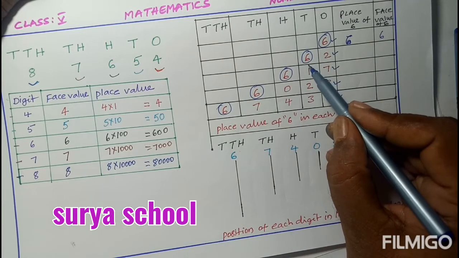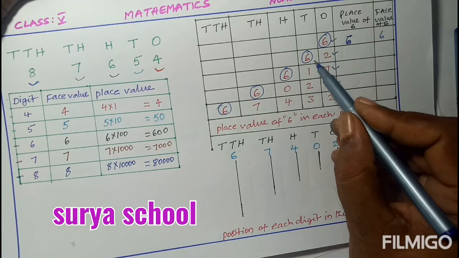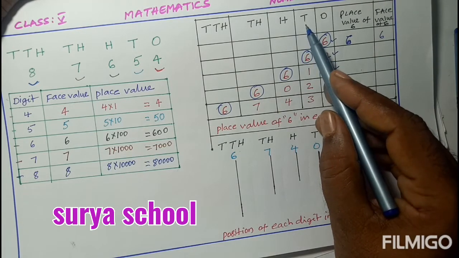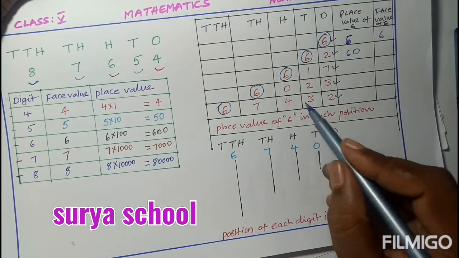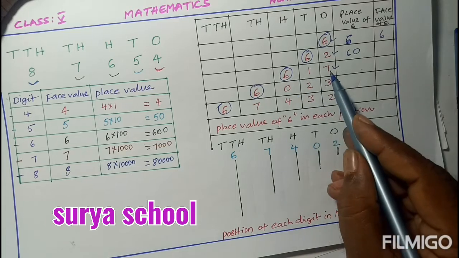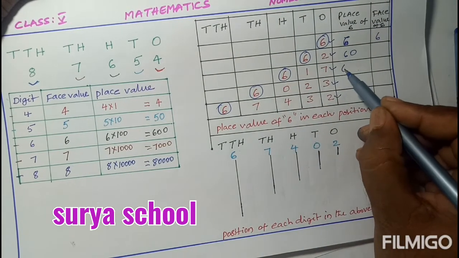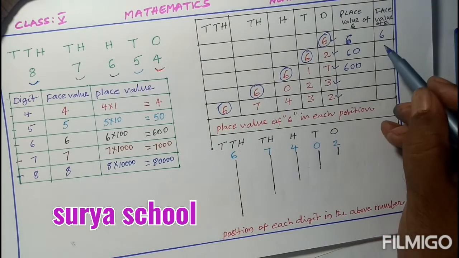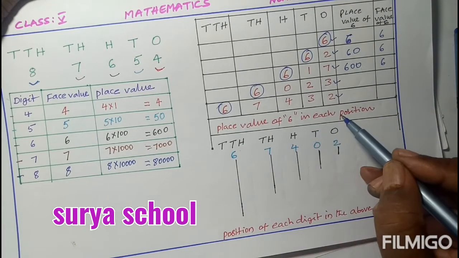Next number is 62. In 62, 6 is in which place? Tens place. That means its place value is 60. Next number, 617. 6 is in which place? Hundreds place. That means its place value is 600. But the face value is the same, 6 only. No change in the face value.